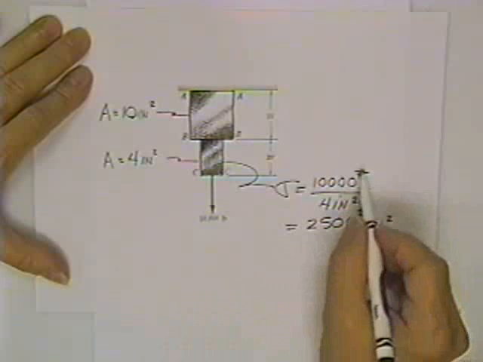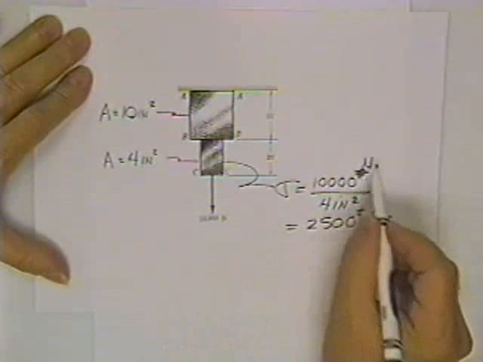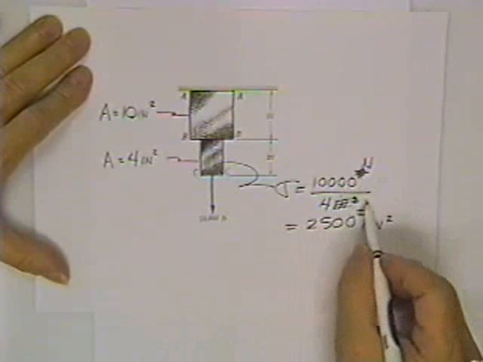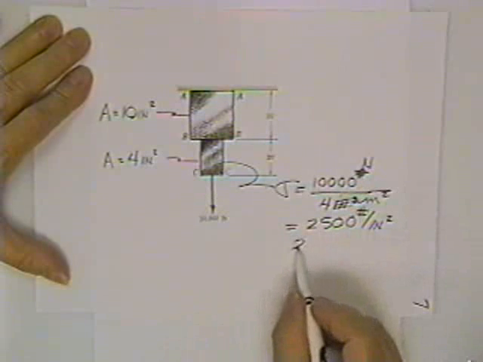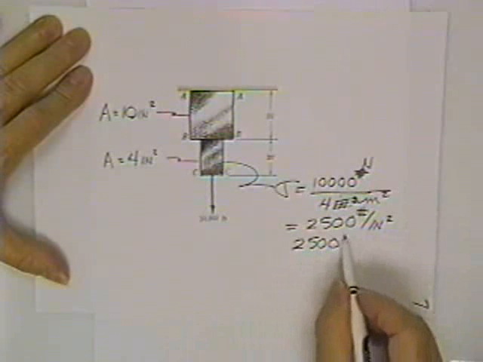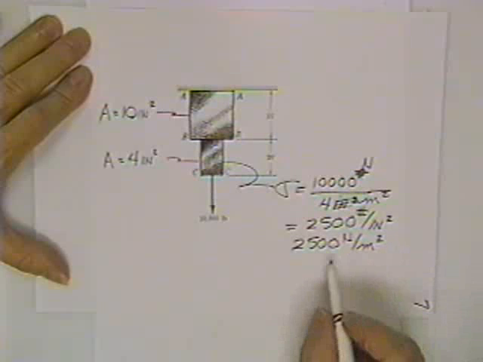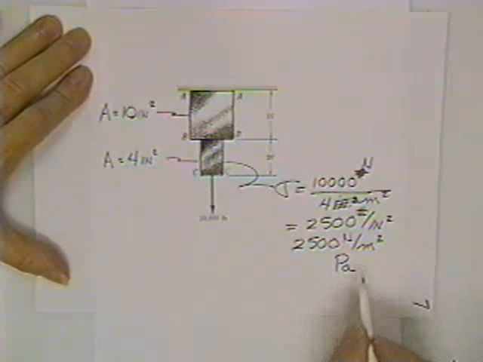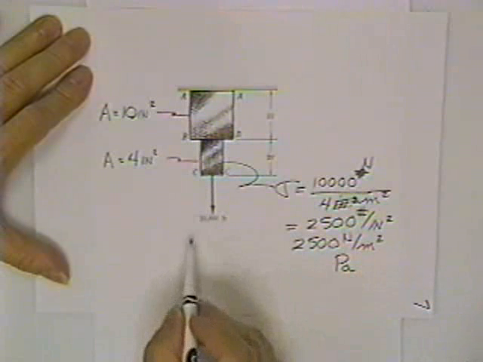If you were working in newtons, and perhaps you were working in meters, then your 2,500 would be newtons per square meter, and that's also known as a Pascal. Now, here the load was pretty easy to get. Sometimes the load, you have to really work to get the load on it.